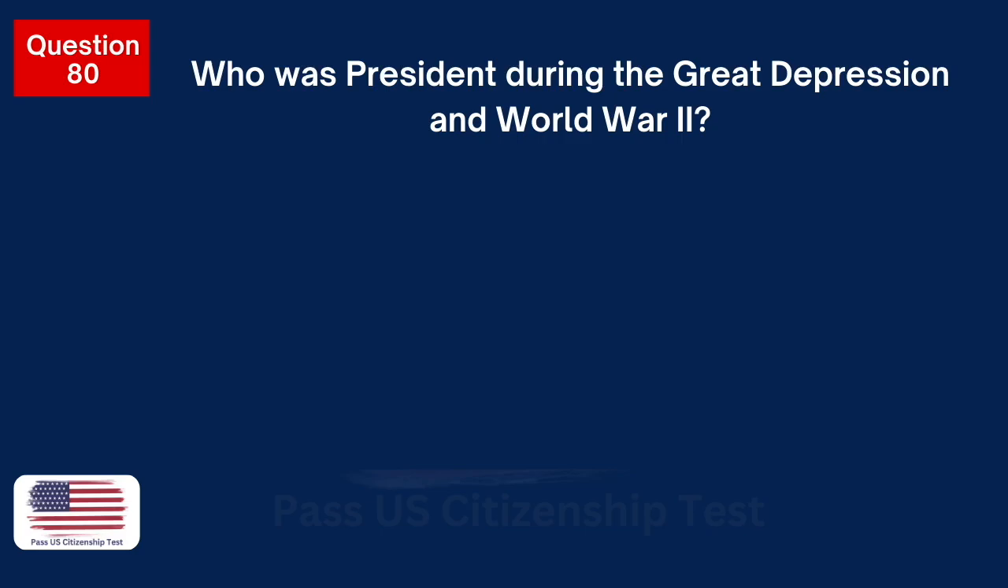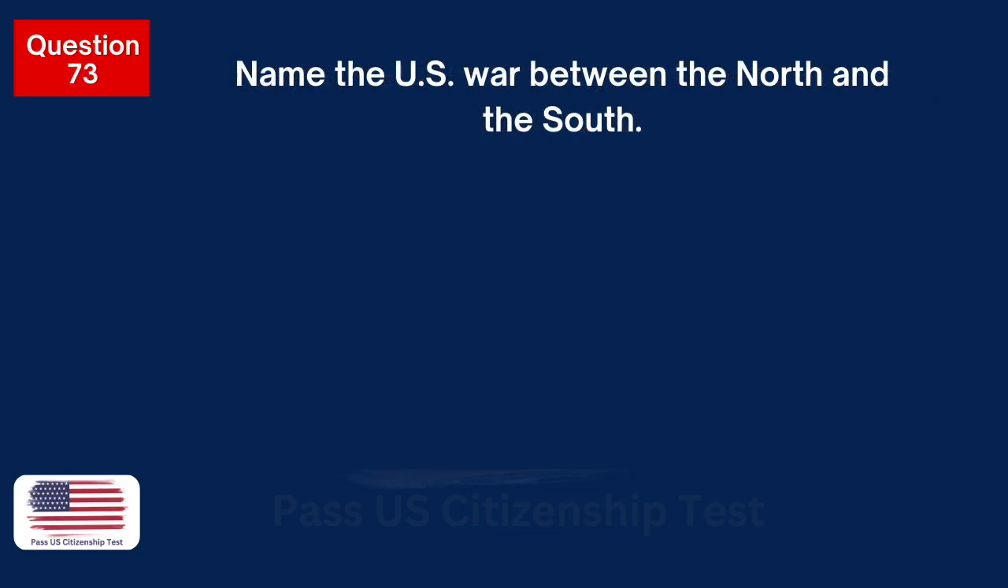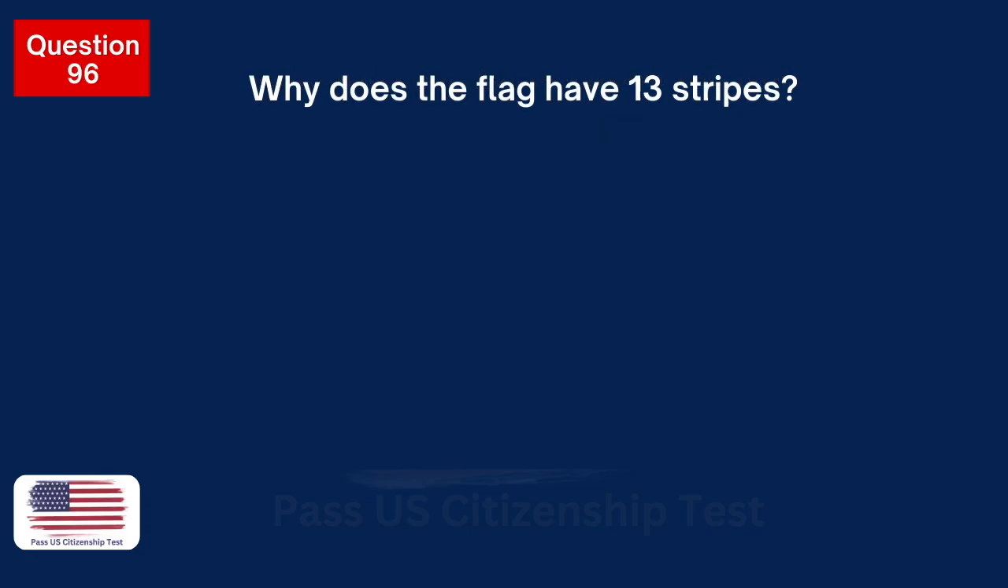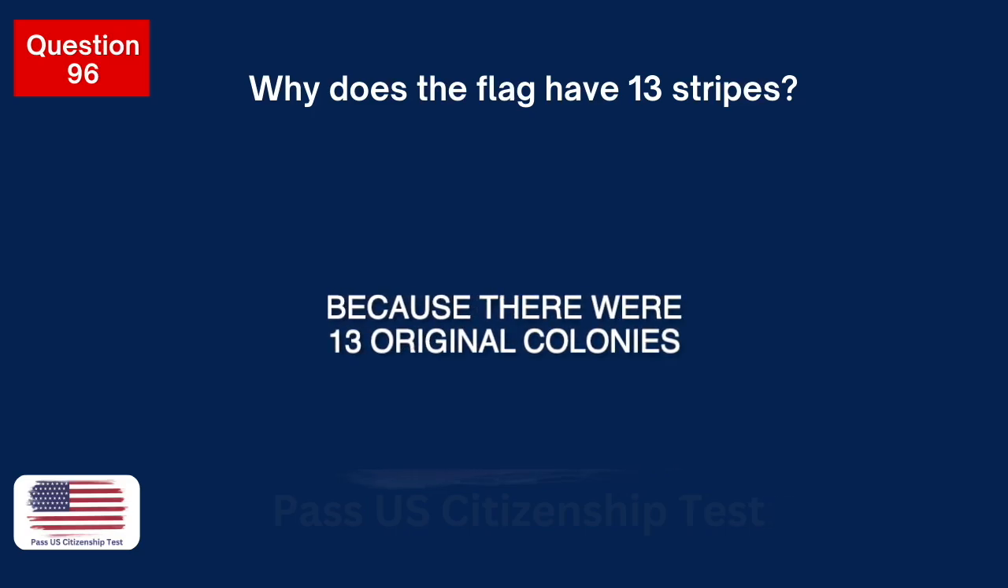Who was president during the Great Depression and World War II? Franklin Roosevelt. Name the U.S. war between the North and the South. The Civil War. Why does the flag have 13 stripes? Because there were 13 original colonies.